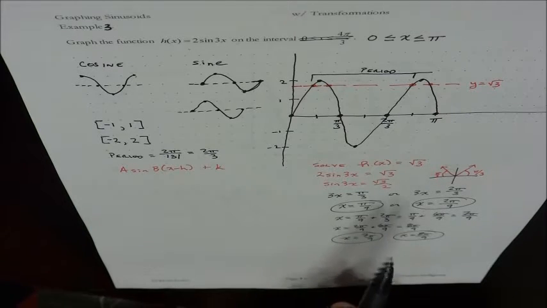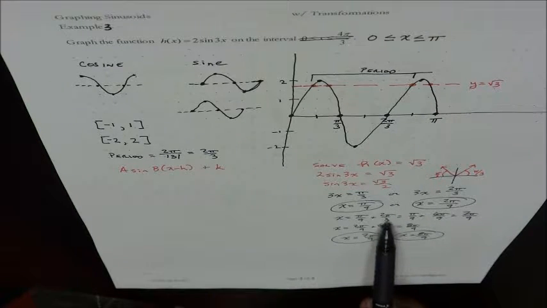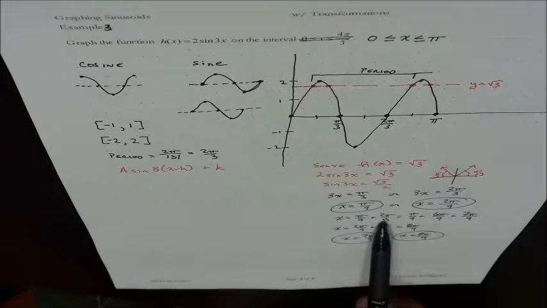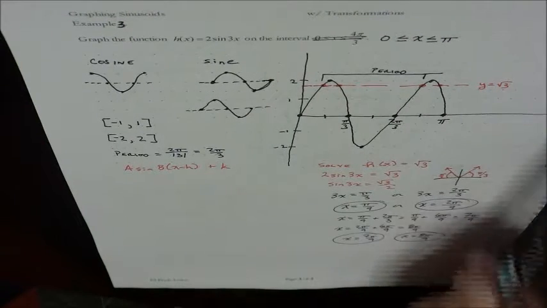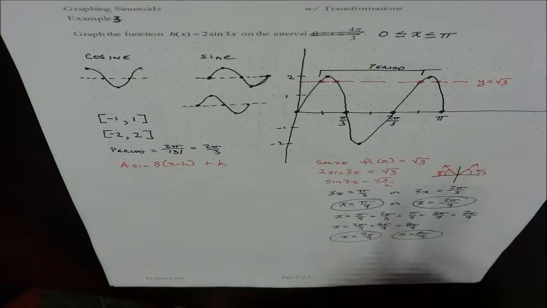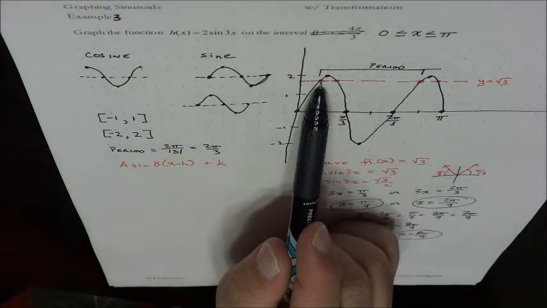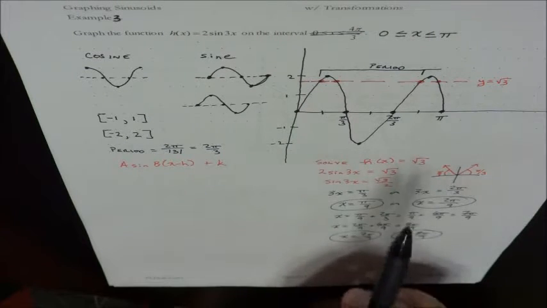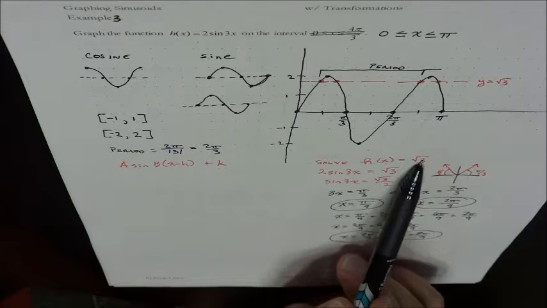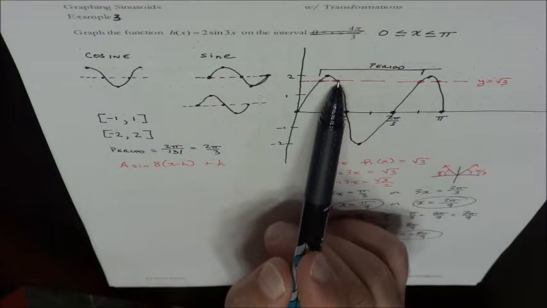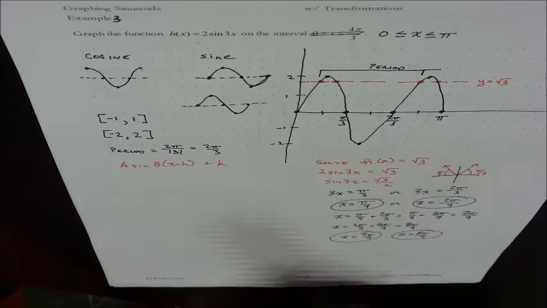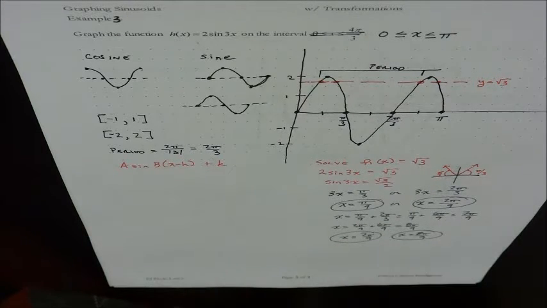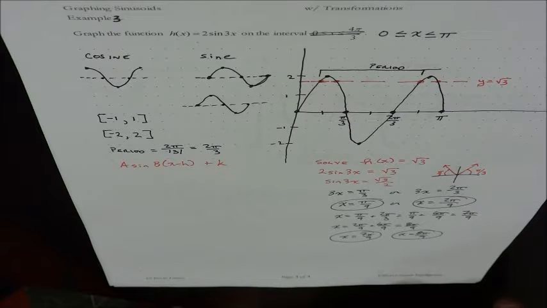Now, this idea where we add the period will allow us to come up with a general form for any solution, right? Where really, if I think about this point plus any multiple of the period will be a solution for h of x equals root 3. And this point plus any multiple of the period will be a solution for h of x equals root 3, right? And that general form of the solution we'll do in later examples.